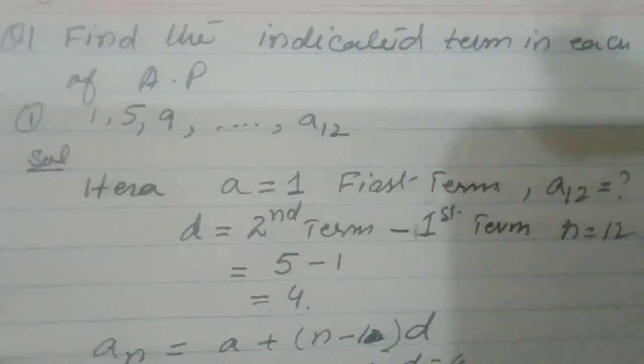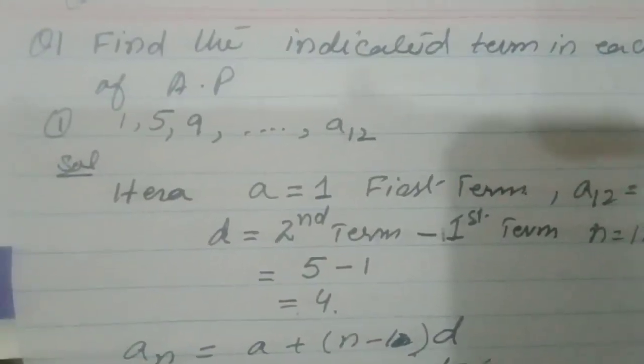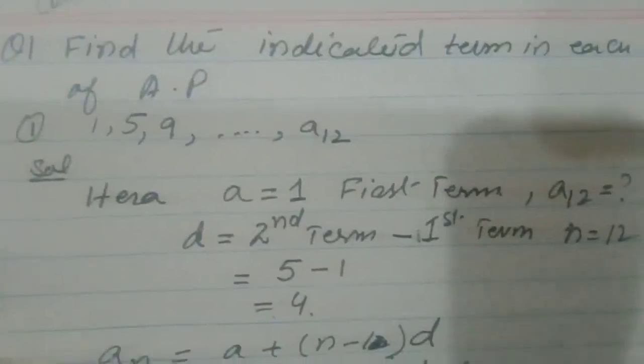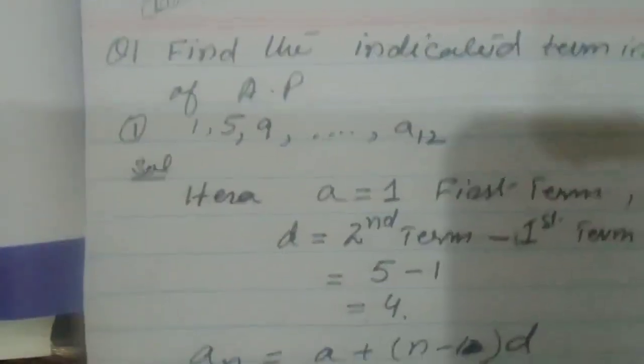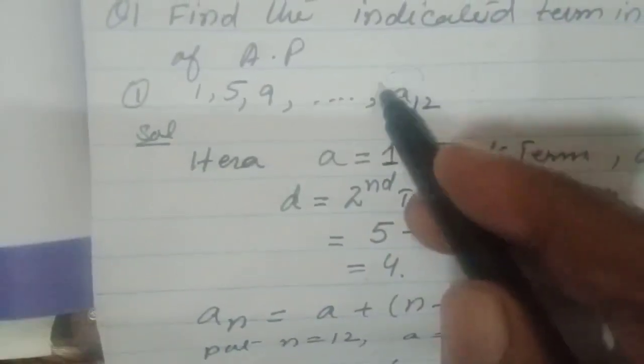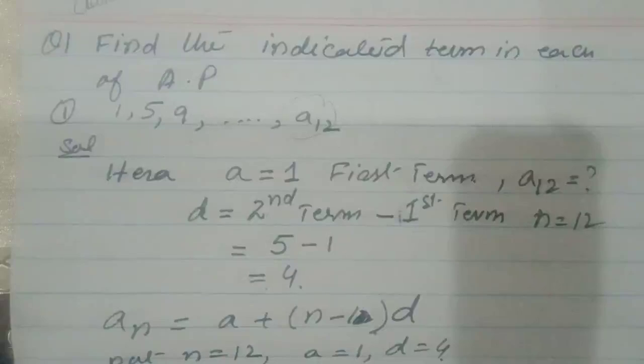Now let's take some examples to understand this. For arithmetic progression, we want to solve some problems so you can understand better. Now find the indicated term. Here you have to find the indicated term. We are given a sequence 1, 5, 9, 13, and so on, and you have to find the 12th term of this sequence.